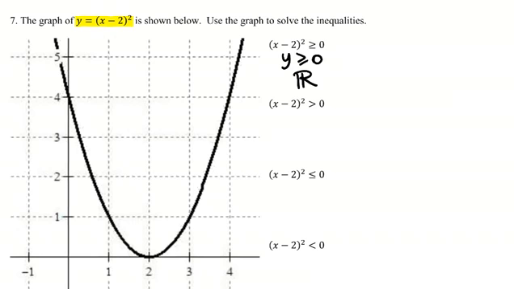Okay, next they're going to ask us about where y is greater than 0. Well, y is always greater than 0 except for right here, where it's equal to 0. So when x equals 2, y is equal to 0. For every other x value, y is greater than 0. So it's everything except for x equals 2. So I'll say all x that are not equal to 2.